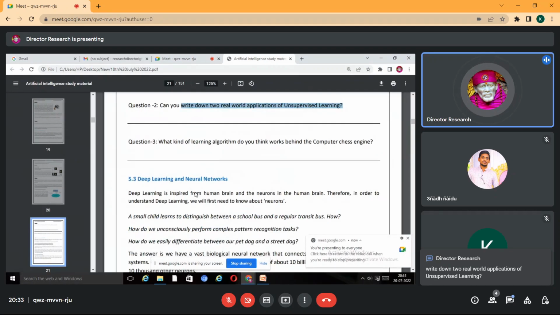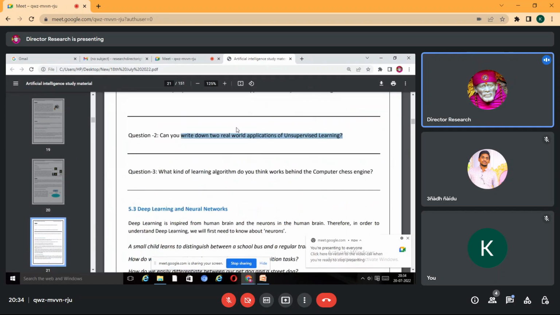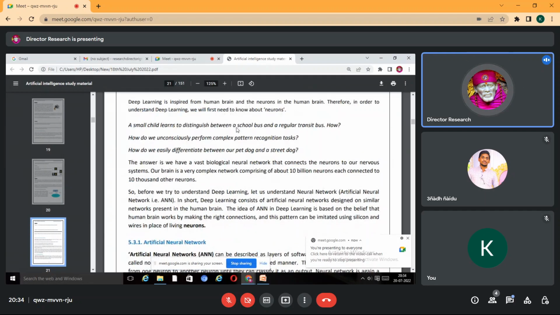What kind of learning algorithm do you think is behind a computer chess engine? Supervised learning and unsupervised learning examples are very important.